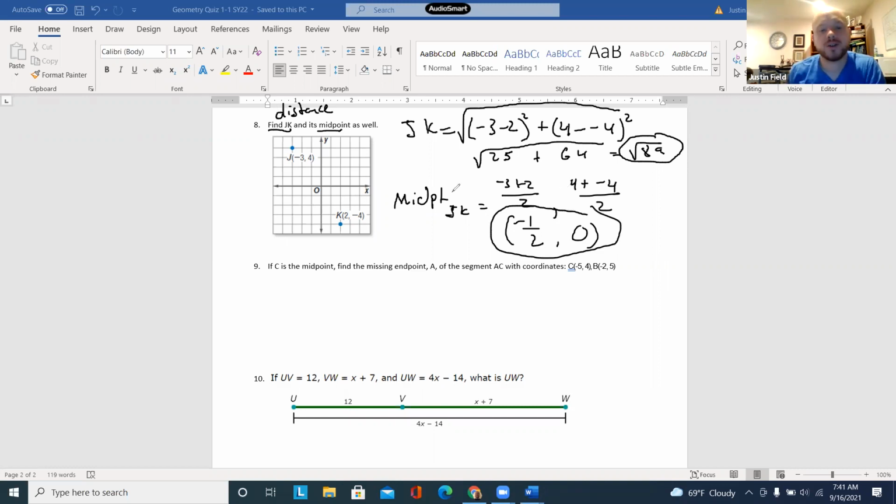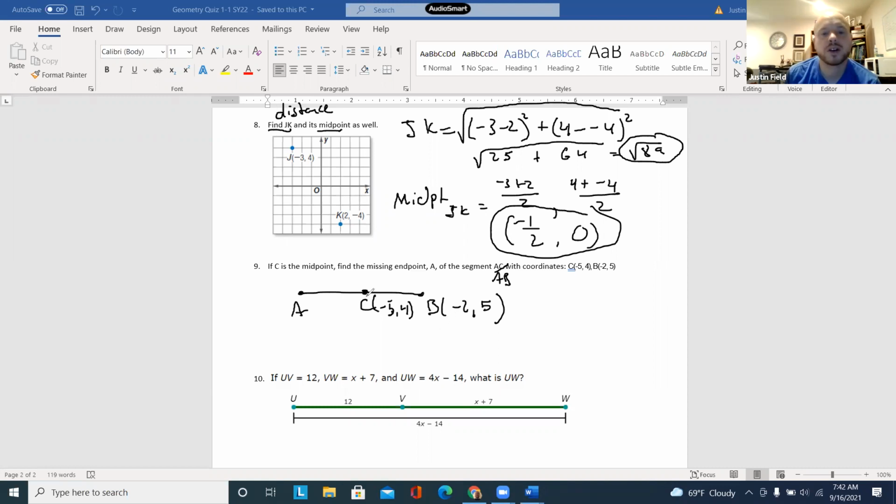All right. So C is the midpoint of, and this should say AB. C is the midpoint. Find the missing endpoint A. All right. And I'm going to draw a picture. And now we can put C right in the middle of A, B. Seems wrong, C should be on the end, but it's not. Negative 5, 4. All right. B, negative 2, 5. I'm just going to do this the non-algebraic way just because I feel like it's a little faster. But there's an algebraic way. You can ask about an organizer if you want to.